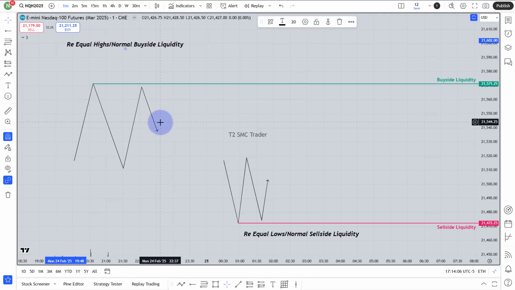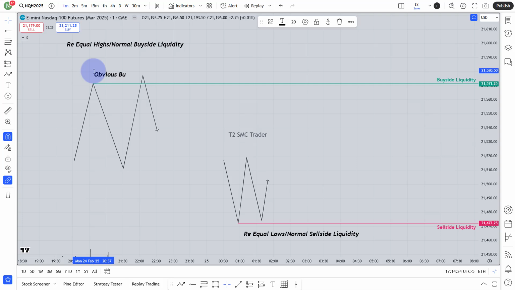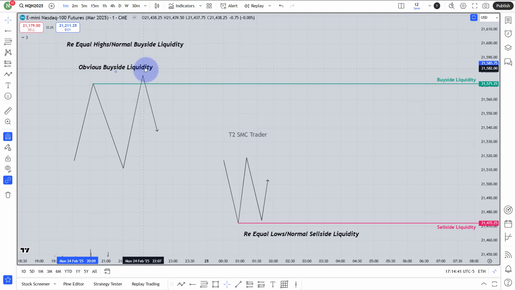Now there is another liquidity which is called obvious liquidity. Now the obvious liquidity is when this high will be taken by a shallow run. The bodies are not going to close above that high. Body has to close at the level of this high or below this high. But the wick will go above that high and it will take that liquidity. Okay, this is called obvious liquidity, which I will write down here. Obvious buy side liquidity. This is called obvious buy side liquidity.